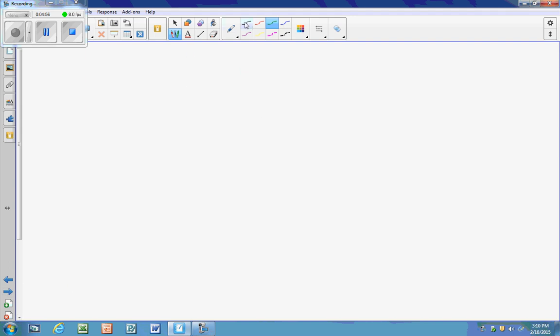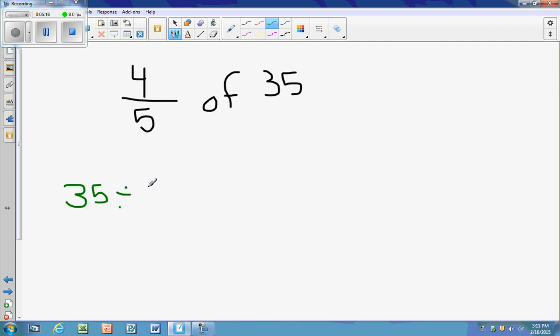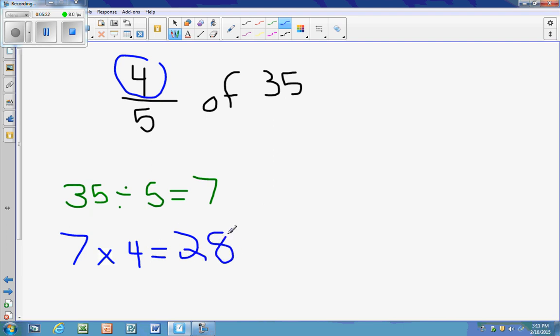We'll do one more. If you wanted to find 4/5 of, we'll say of 35. First thing that we do, if we don't draw a picture because 35 is big, we're going to take our whole number and split it up into 5 groups, and we will have 7 in each group. So we'll take the 7 from each group and we'll multiply it by how many groups we're talking about. We want 4 groups, and we will end up with 28. And that's how we find the fraction of a set.